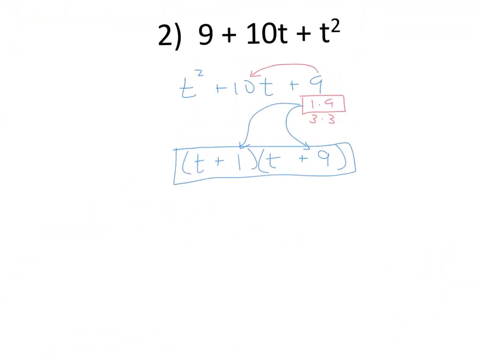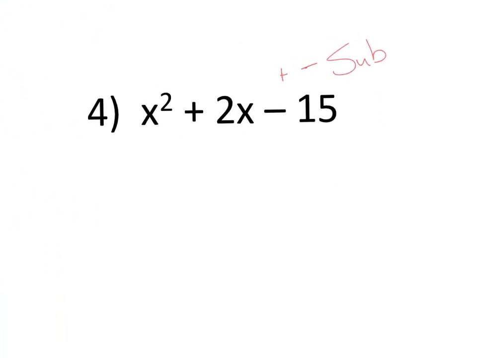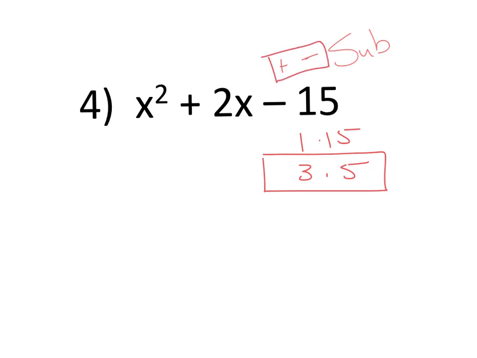So let's go up and look at number 3. Well, or number 2, that was all addition, so never mind. Okay, so different signs I'm going to subtract. Now I've got to make a list. 1 times 15, 3 times 5. Which one of those could I subtract and get a 2? I'm thinking this guy right here. But again, I know that I need a positive-negative combination. So since I have more positives right here, I'm going to make the 5 positive and the 3 negative.